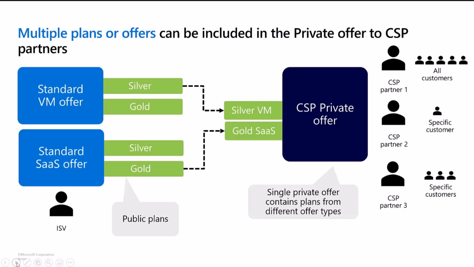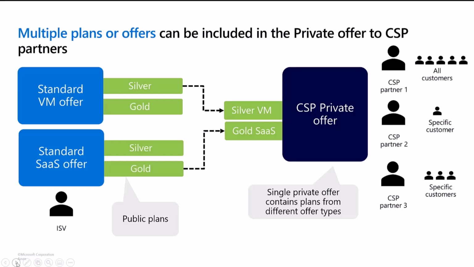And the ISV is creating a CSP private offer and choosing one plan from one offer and a different plan from a different offer and bundling those together in one private offer. Then they are applying it to 3 different CSP partners, either to all of their customers or to specific customers. So again, just highlighting there are multiple ways to set up private offers. You can set up a private offer for an individual CSP partner, for an individual customer of that CSP partner.